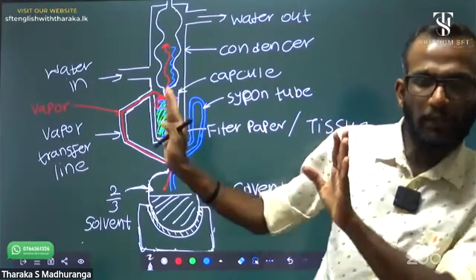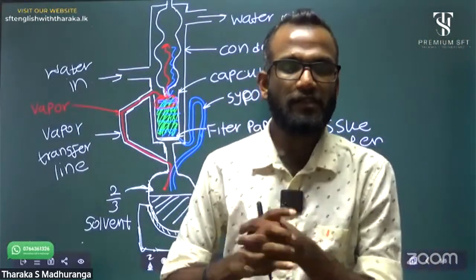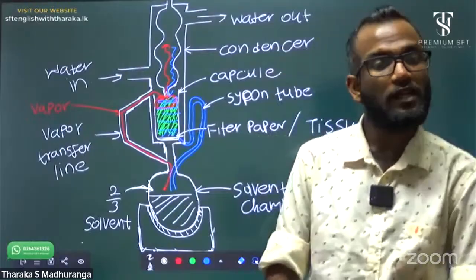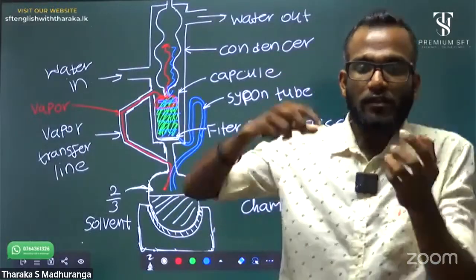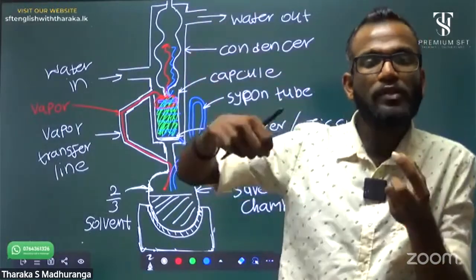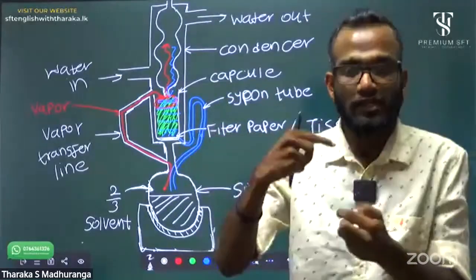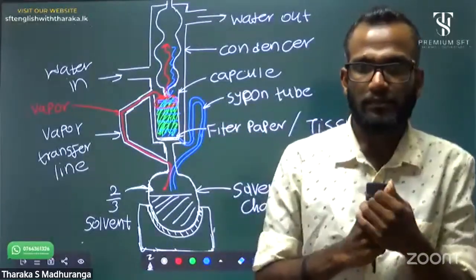The previous simple method is a batch type process. It's not an efficient method, but this extraction is an efficient method. Solvent vapor and solvent both contact the plant material several times, not only one time, not a single time.